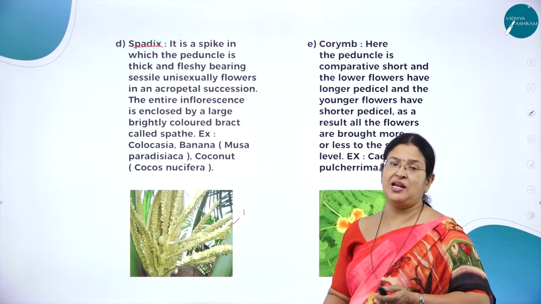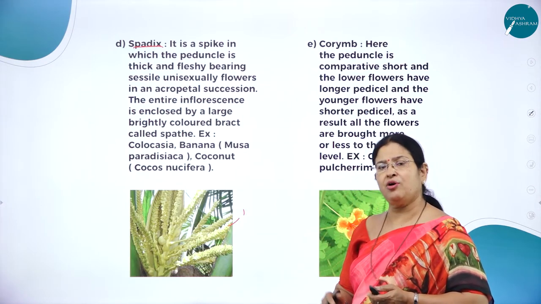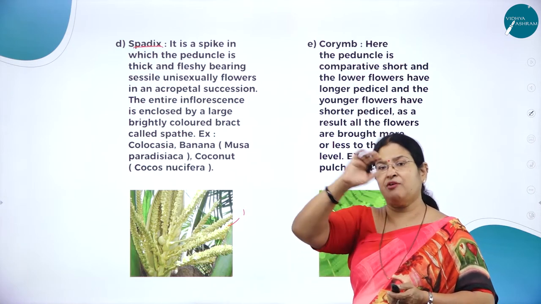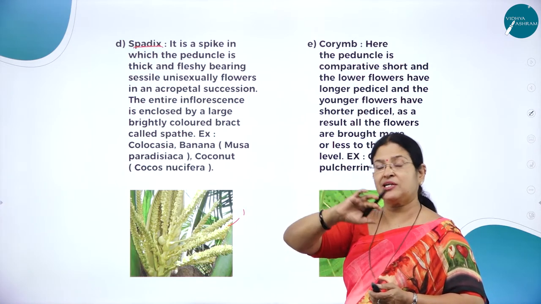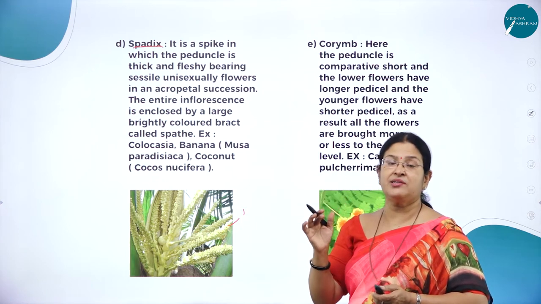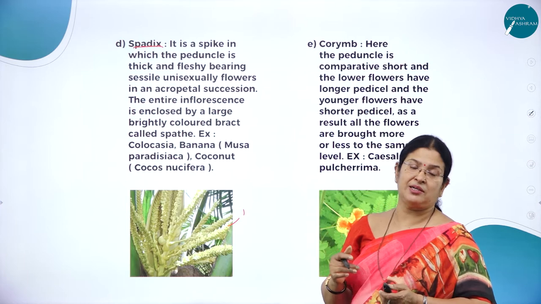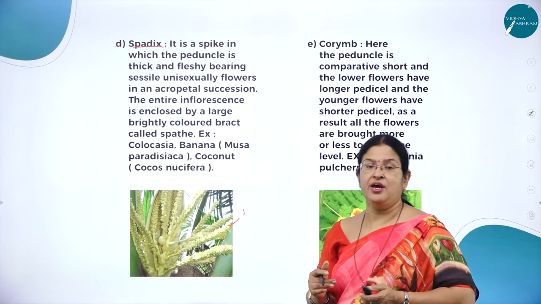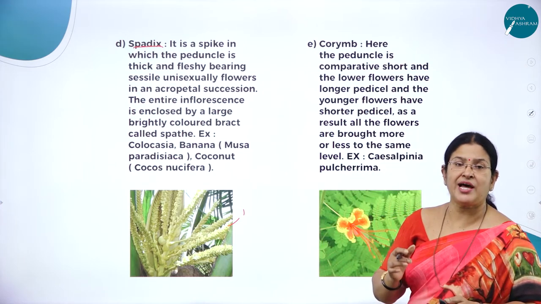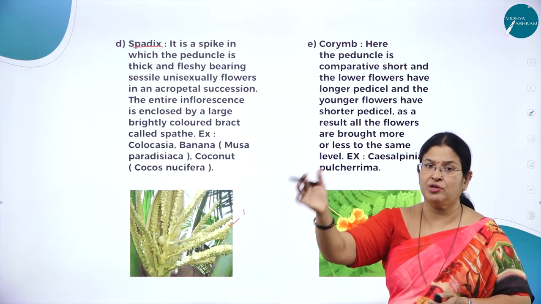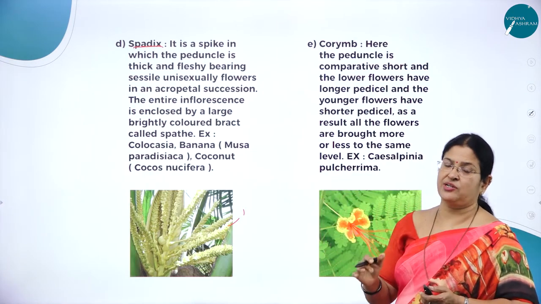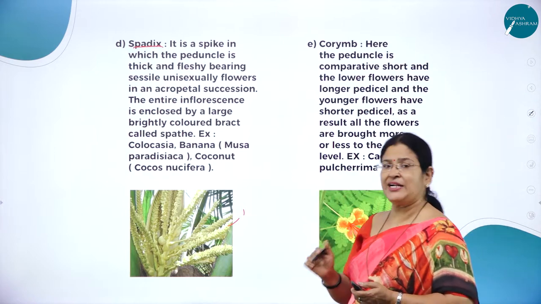What is so special about this spadix? I think all of you might have observed there is one covering, a bract-like structure. It is mainly designed by the plant to protect the flowers. As you know, flowers are the reproductive structures of a plant body, which are very, very important. So as a means of protection, it is covered by a flag-like structure, and that is called a bract. So let us see what this is.